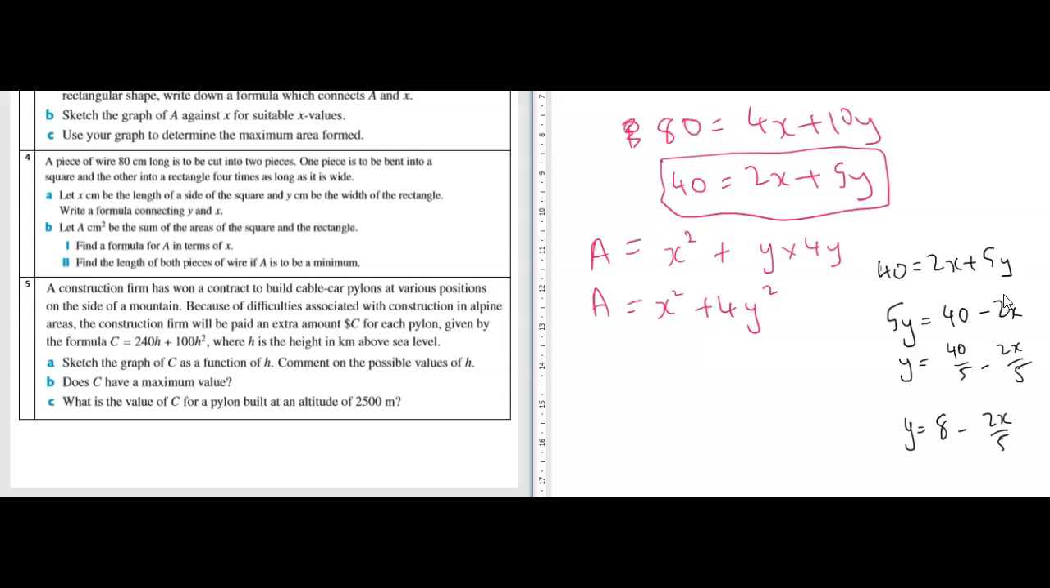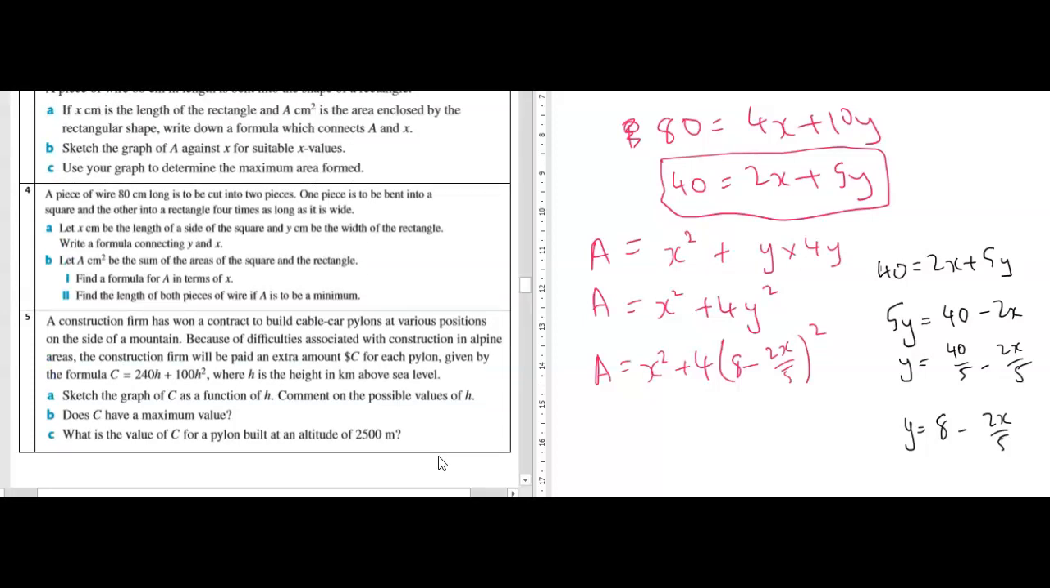And now I can substitute that back into my equation. Let me just change the color. So we've got y here: it's (8 minus 2x) on 5, squared. Now I'm going to leave it in that form because it doesn't actually say to expand it. I'm going to leave it because sometimes when expanding things, we're prone to making errors. So let's put that into the calculator.